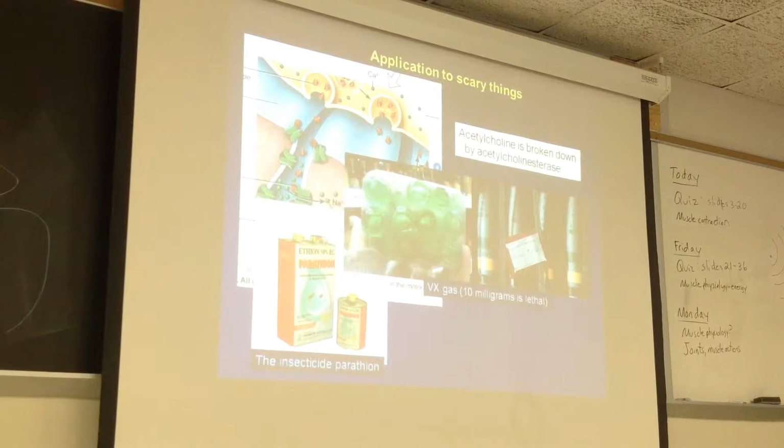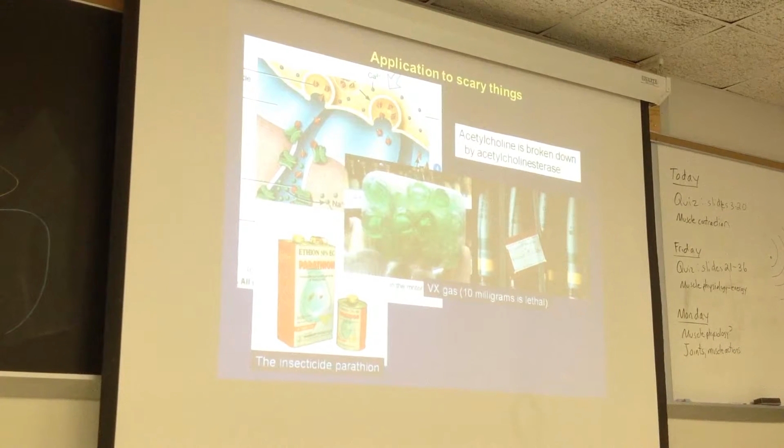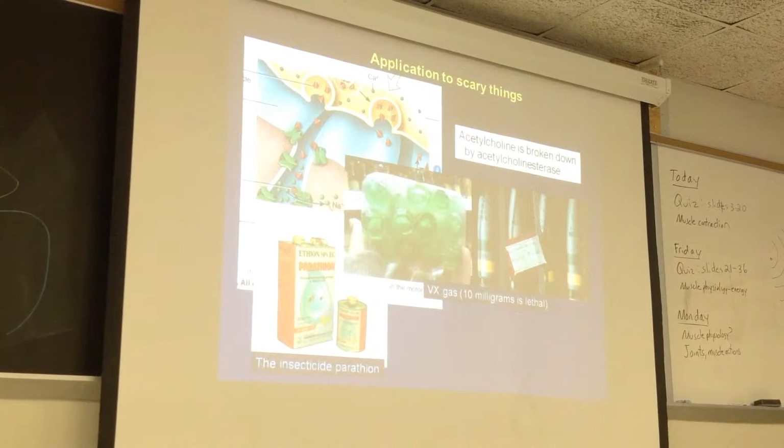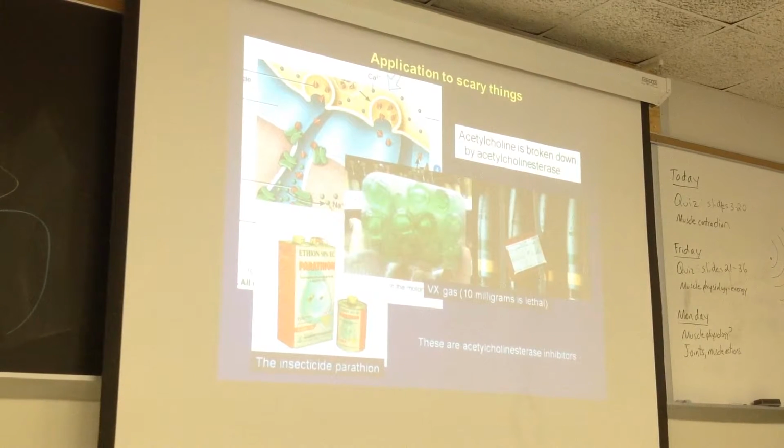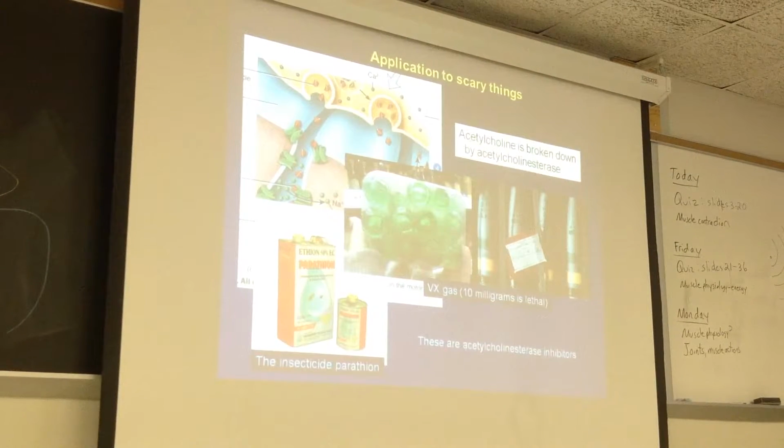One of the characteristics of individuals who have been poisoned by either these insecticides or by nerve gas is they have these spasmodic continued contractions. Their muscles cannot relax. And the reason for that is these particular toxins or insecticides are acetylcholinesterase inhibitors.